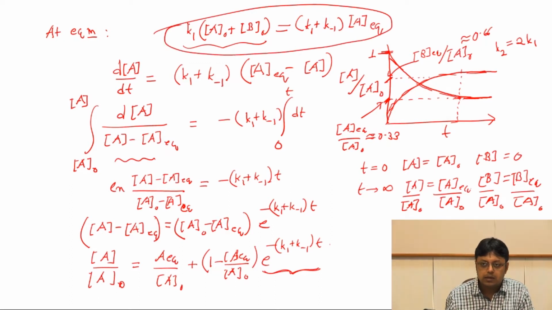Now let us think about another interesting situation where some species A is going into B, but it can also go to another species which is C, and these are called competing reactions, because there are two competing pathways: A can go into B, and A can go into C. So it is called a competing reaction.